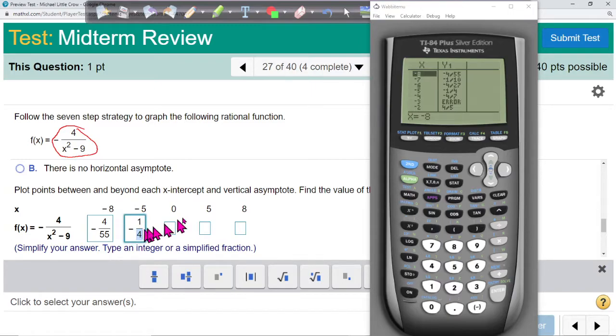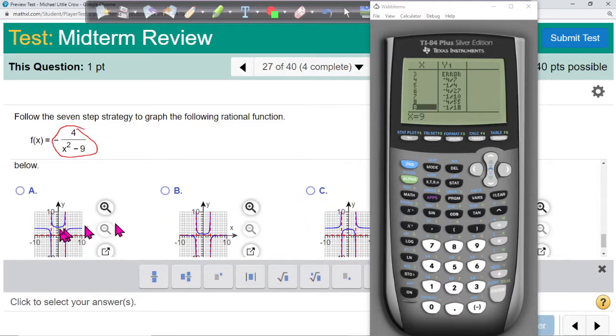At 0, well, we've already looked that one up, but what that is, positive 4/9. And then over here, since it's symmetric, we're going to get these same answers. And again, they are negative, so at 5 we get negative 1/4. And then you could do it by hand or just like I'm doing, the table. And negative 4/55.